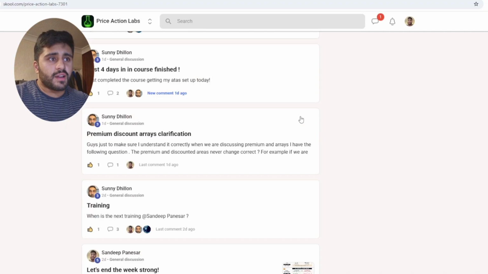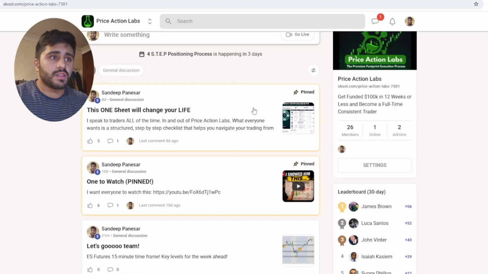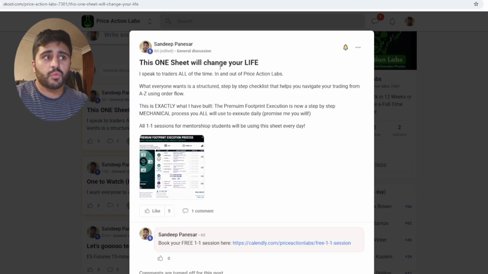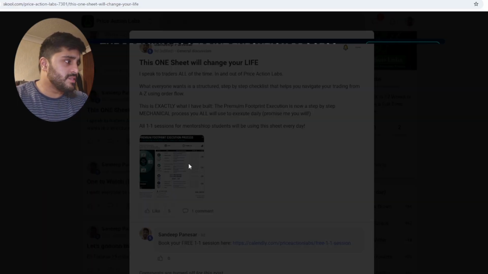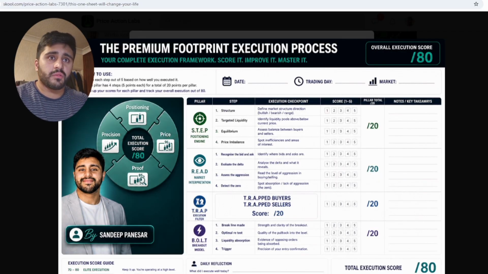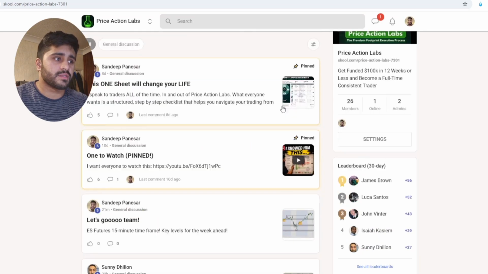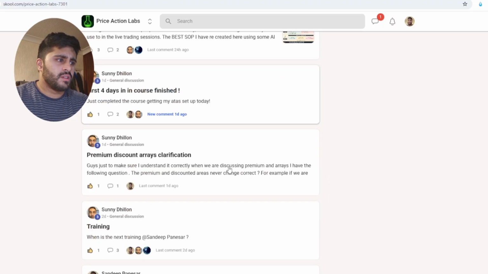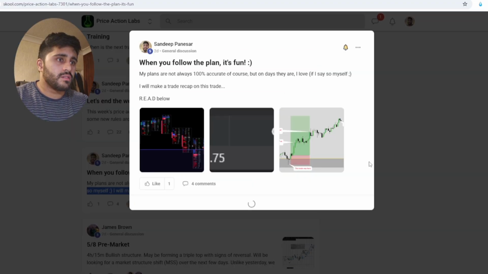And how we do that, so I want to introduce you to the SOP that I use at Price Action Labs, right? So I've said this one sheet will change your life. If you use it consistently, it will. So this is sort of the process we want to follow. So let me quickly go through this with the traders. So let's see, right, let's break this. Let's quickly bring this up. If we go here, there we go.